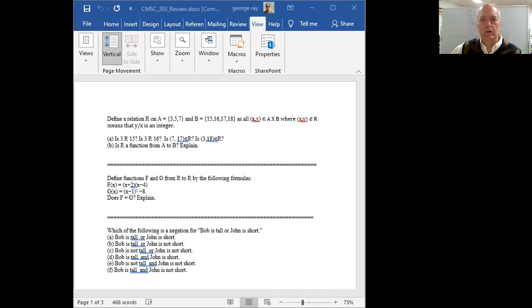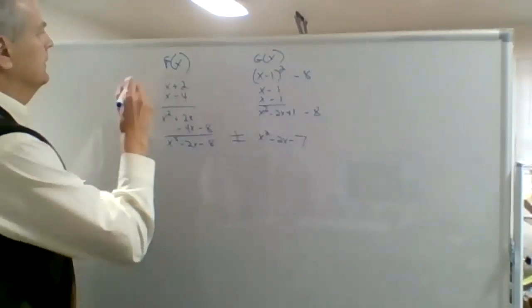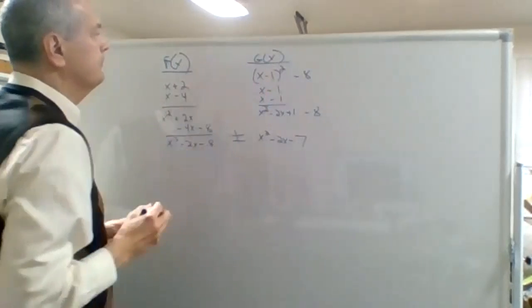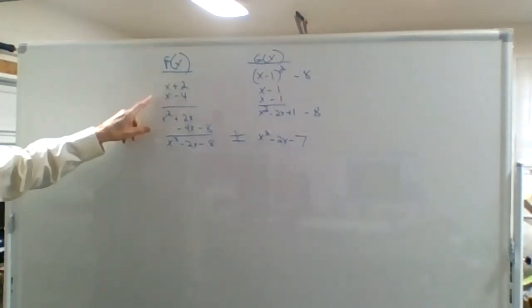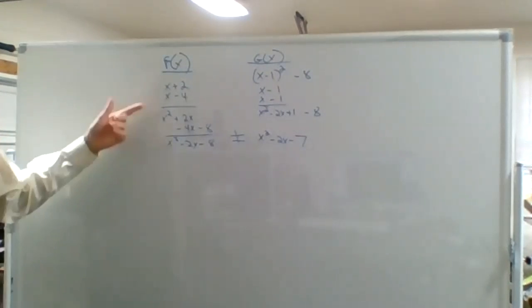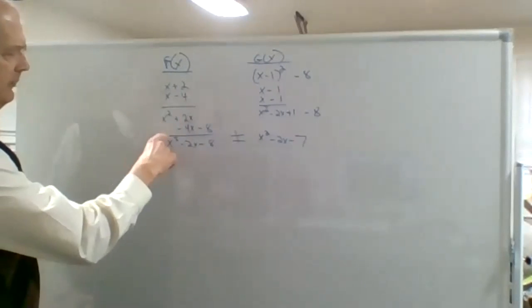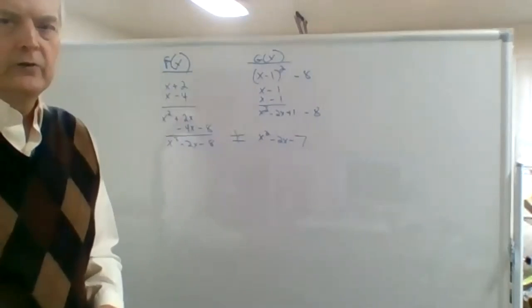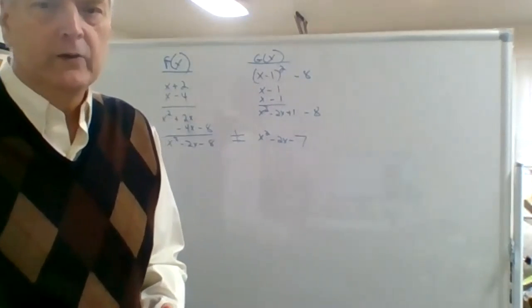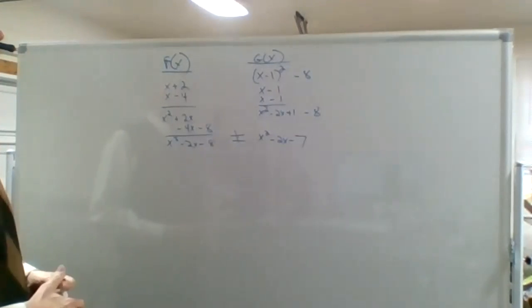Okay, let's take a look at this one. So we've got two functions, f and g. f is (x + 2)(x - 4). So if we do that multiplication, we get x squared plus 2x minus 4x minus 8, and we get x squared minus 2x minus 8 is what f is actually equal to.